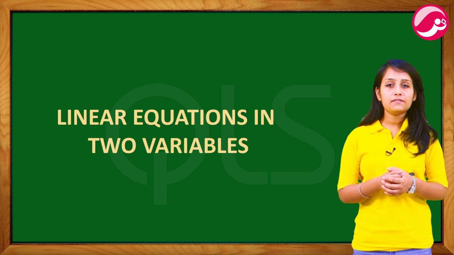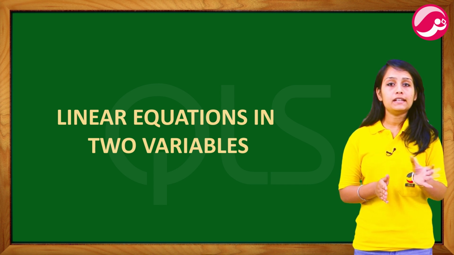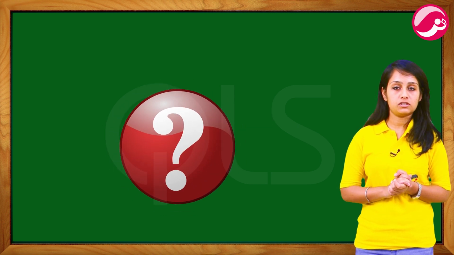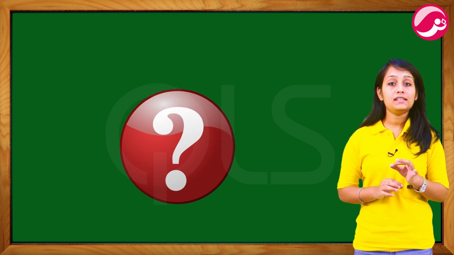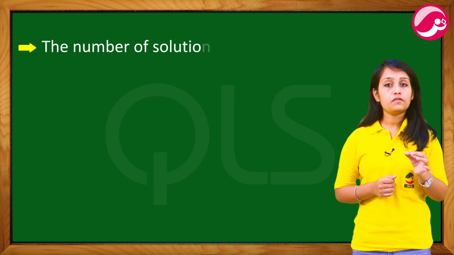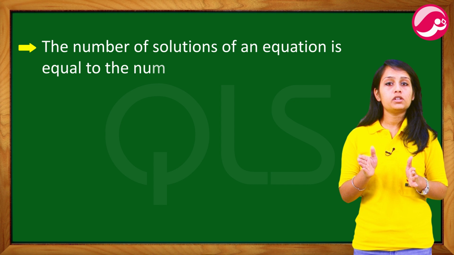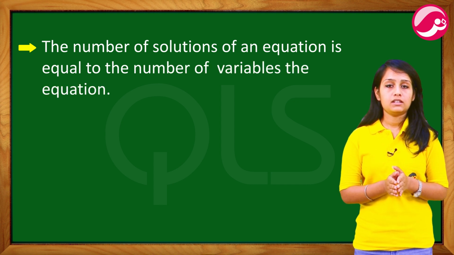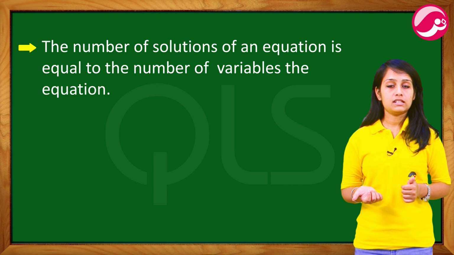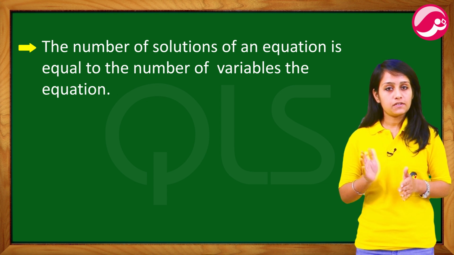So friends, in the previous session, we learned how to form linear equations from given problems. Now in this session, I will be telling you how to find the solution of those equations. And by solution, I mean the values of variables in the equation. The number of solutions of an equation is equal to the number of variables the equation has. For example, a linear equation in two variables has two solutions, that is, one value for each variable.